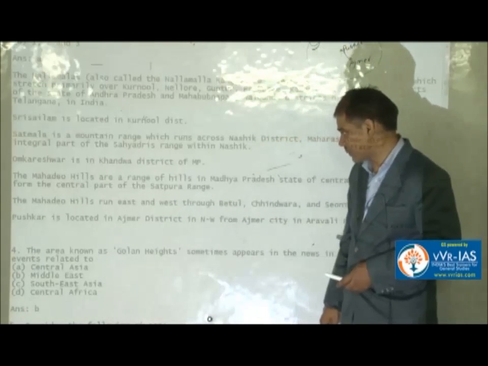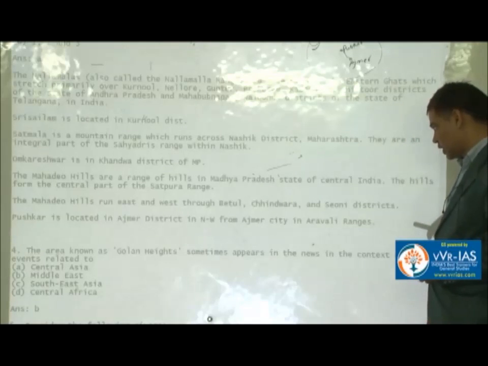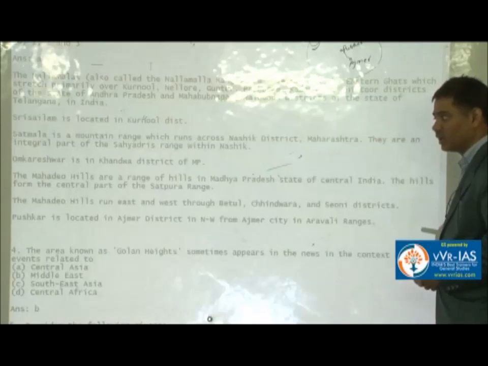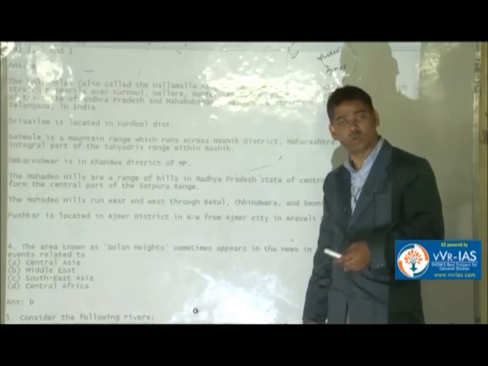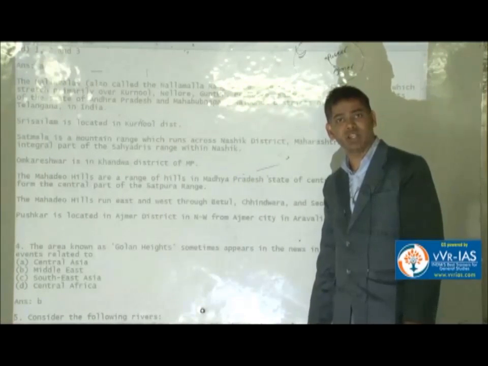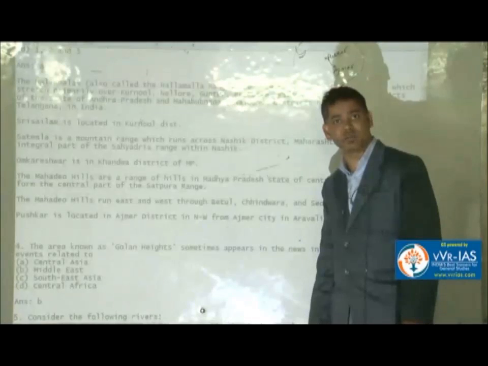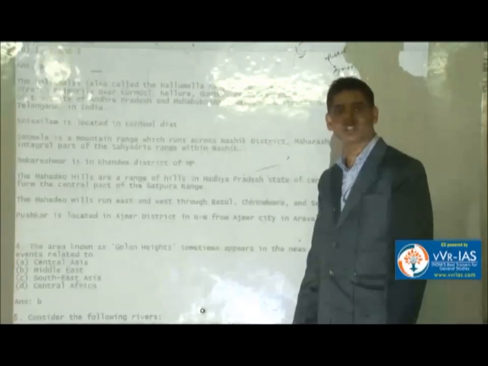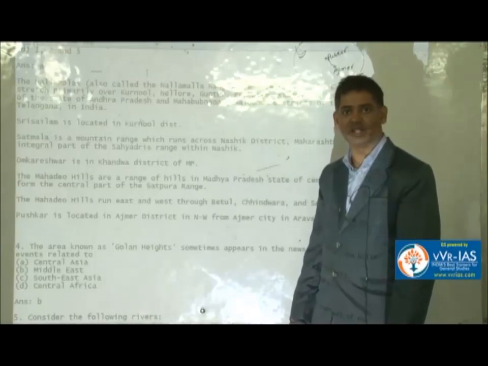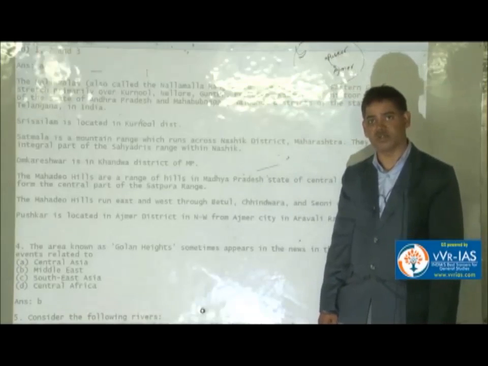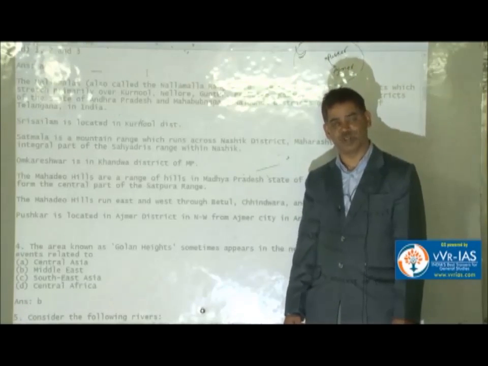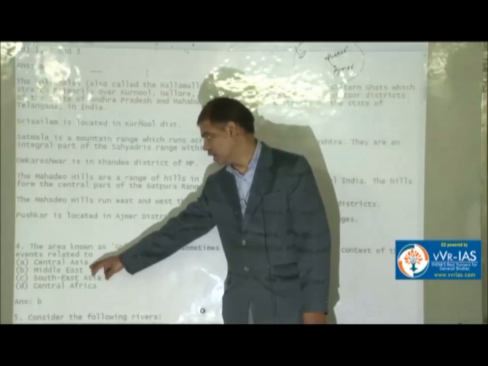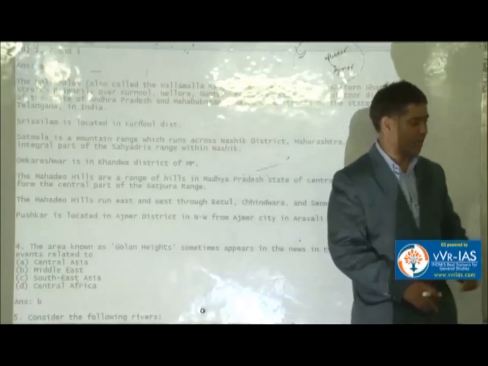Now go to the next question. The area known as Golan Heights sometimes appears in the news in the context of events related to what? I have told you, Golan Heights was legally part of Syria, illegally captured by Israel. The UN has passed many resolutions that Israel should leave possession of the Golan Heights, but Israel has disobeyed and has not left. So in this way you can say this particular area is related to the Middle East. So here is the Middle East, B is the answer. Now go to the next question.